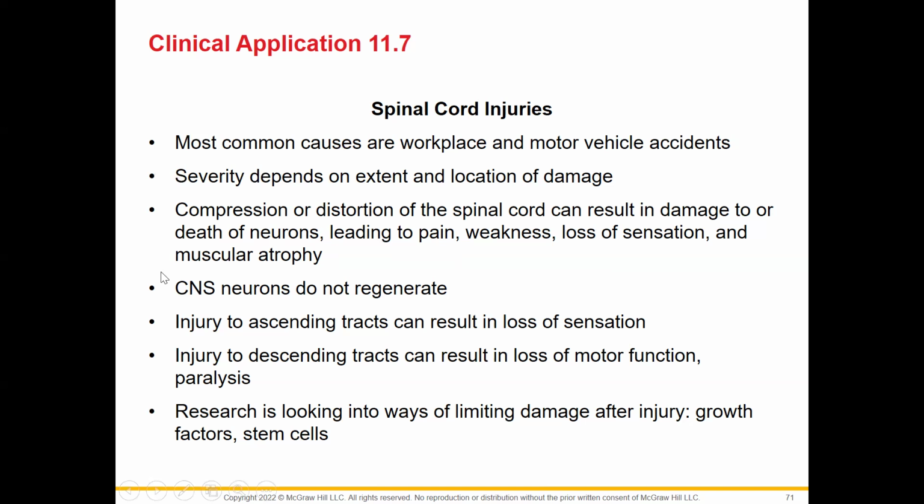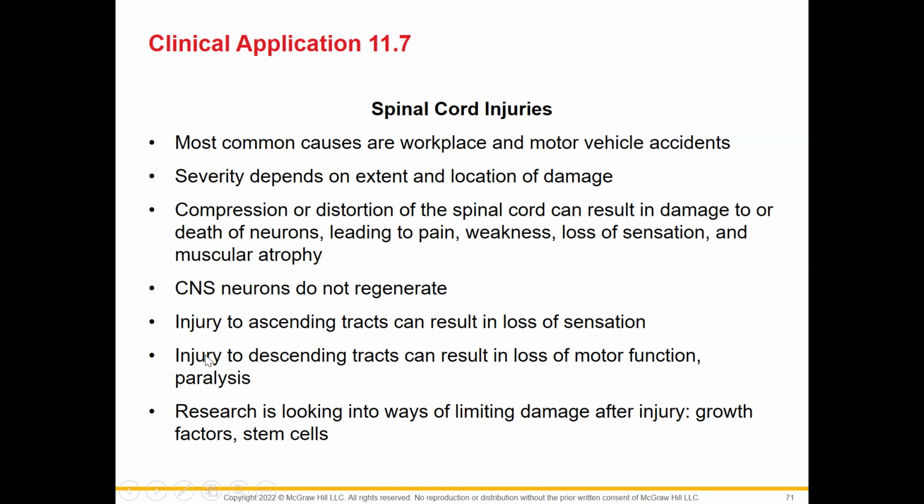Remember that the central nervous system neurons do not regenerate, and if they do, science hasn't figured out when or how, what situation it has to be in order for that to happen. Injury to the ascending tract. Remember, these are neurons leading from the receptors in the periphery going up to the brain. This is sensory information. So if during a spinal cord injury, a person gets damage to an ascending tract, then they'll have loss of sensation.